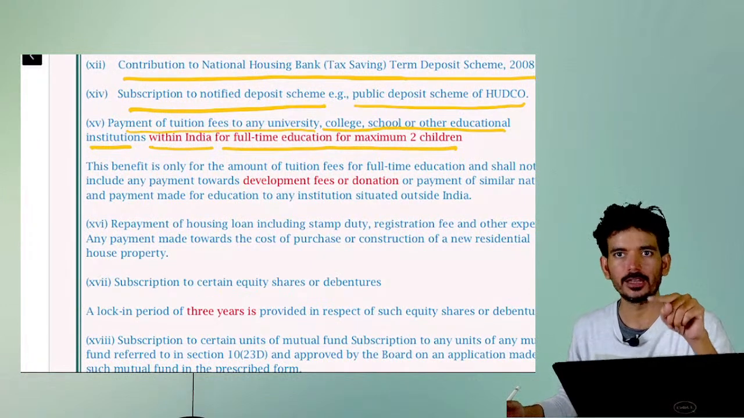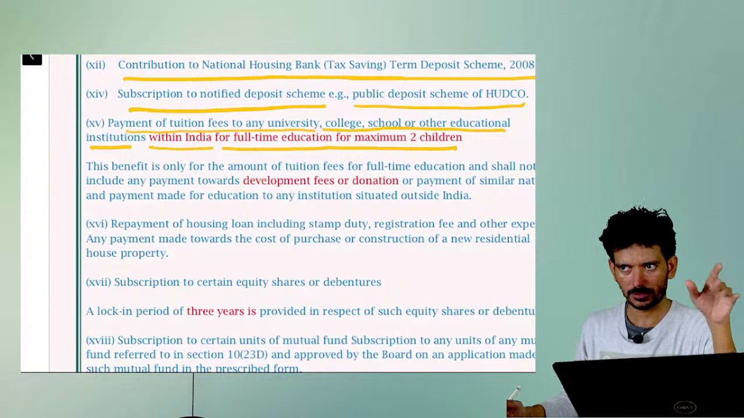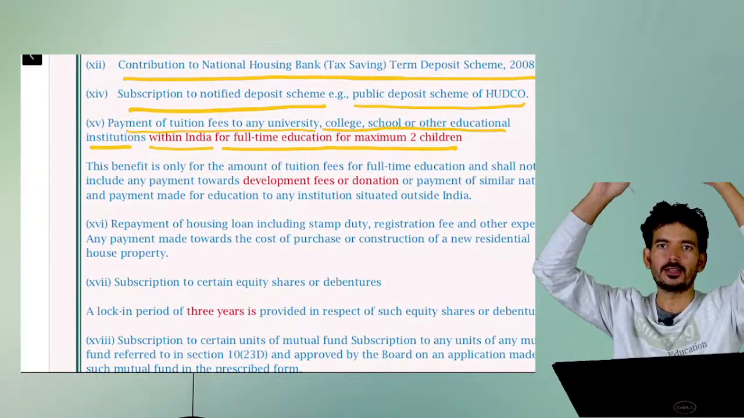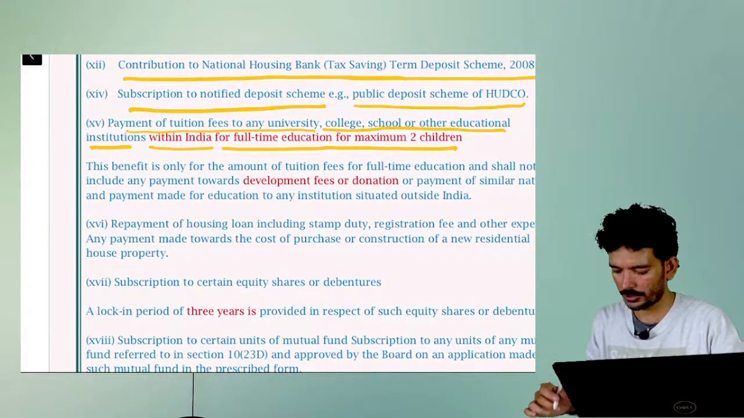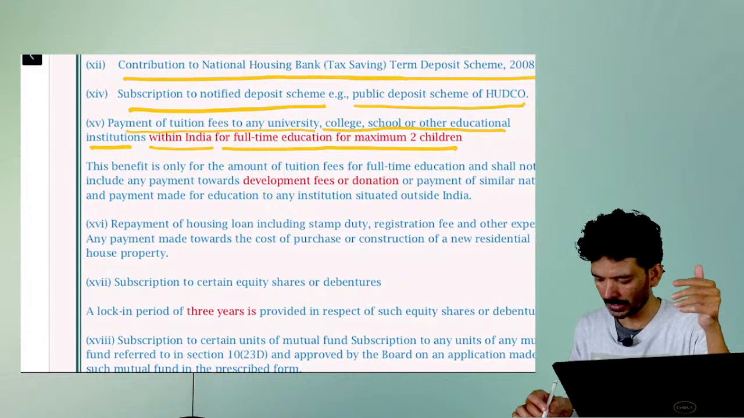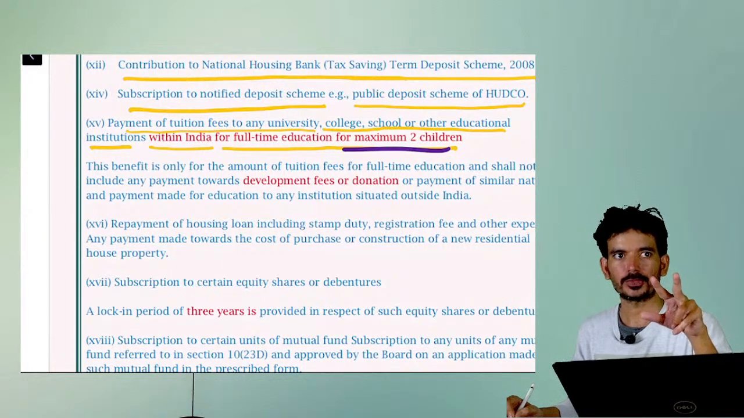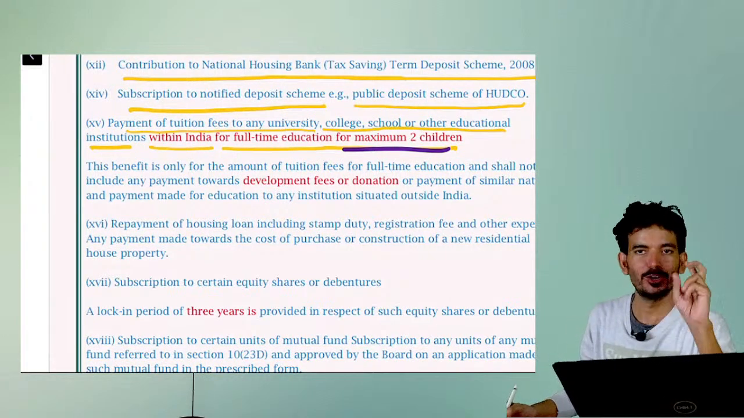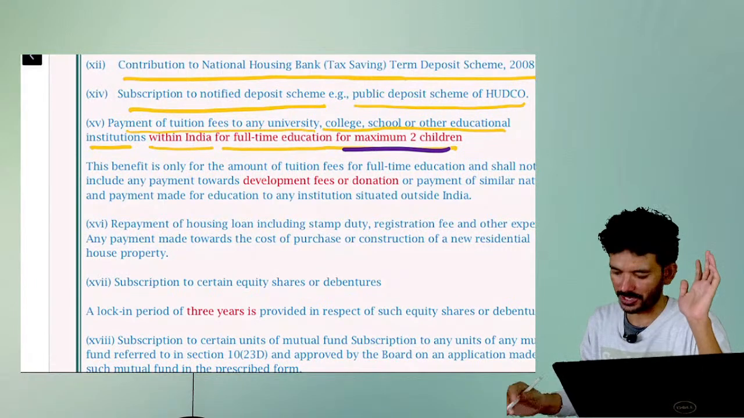So it has to be within India. Like if your kid is studying in any college or from distance education from some London or some other country, it is not eligible. Within India only, it should be full time, again no part time, no distance, and maximum 2 children only. For 2 kids you educate, and the remaining you don't. That is the meaning of it. But it is available only for 2 kids within India, and it should be full-time education only.